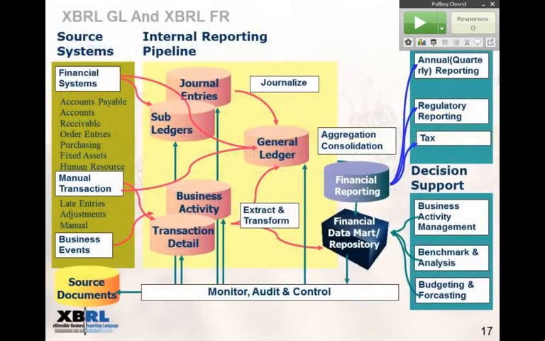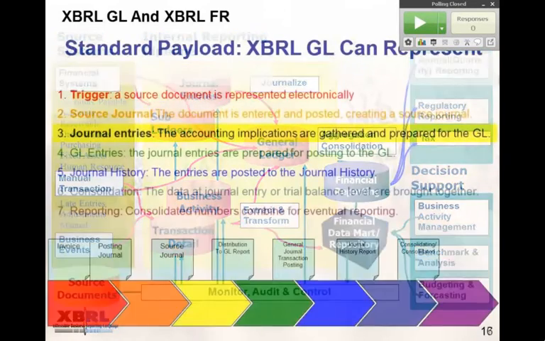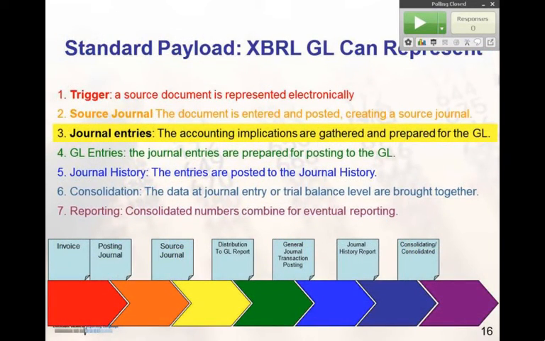Then they go to post it to the GL. Then there is a history journal just for you to keep the transactions. And then you consolidate at different levels, sub-consolidation, consolidation, etc. And then finally you create reports.